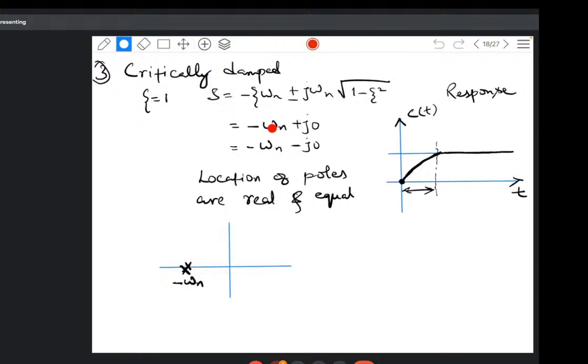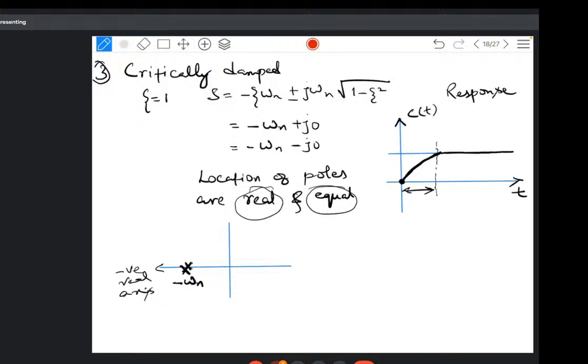Since the order of the system is 2, because I am dealing with a second order system and checking the pole location, it is minus omega n plus 0, minus omega n minus 0. So two roots are there, minus omega n and minus omega n. If somebody asks you what is the location of the poles, the poles are real and equal, because they lie exactly on the negative real axis, and they are equal also. So the pole location is not only real but equal also.